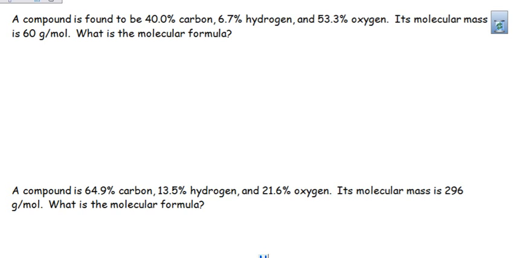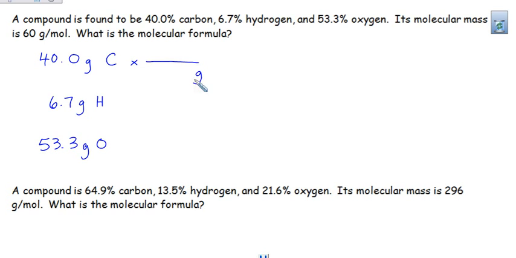So I have percent composition data, and I'm going to assume a 100 gram sample so that I have 40 grams of carbon, 6.7 grams of hydrogen, and 53.3 grams of oxygen. I guess it's a good review of empirical formulas. Cancel grams, put it in moles. Carbon's molar mass is about 12.01. And we're going to do this all the way down the line. Cancel grams, we want moles. 1 mole of hydrogen, 1.01 grams.